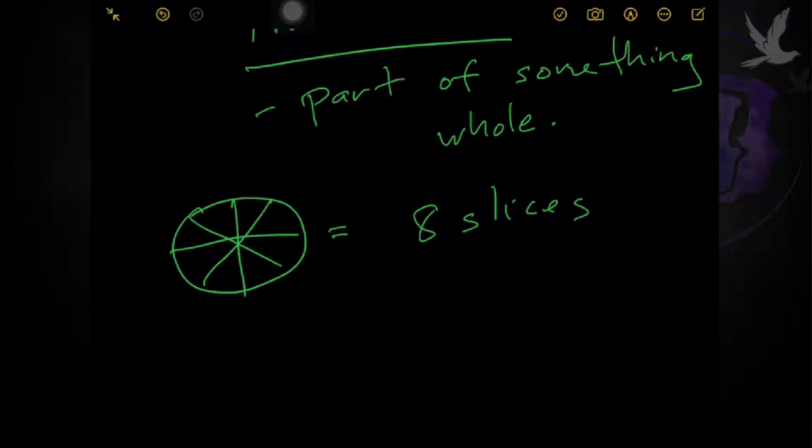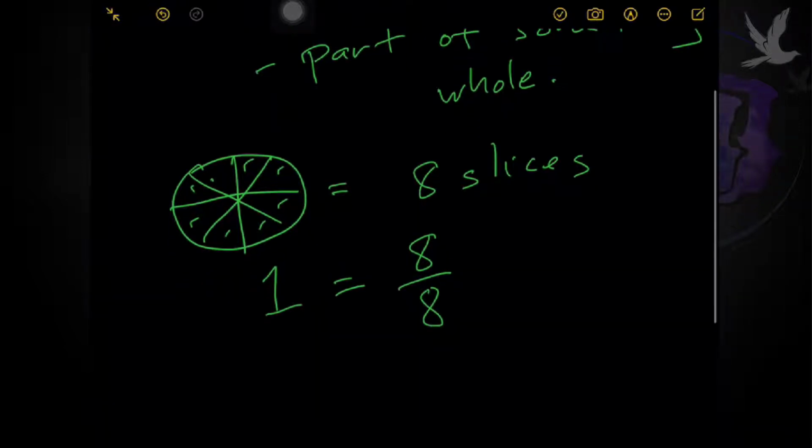And if you're going to form it as a fraction, one whole will be equivalent to 8 over 8, because we have 8 slices here. 1, 2, 3, 4, 5, 6, 7, 8. We divided something that's whole into eight slices, or 8 pieces, 8 parts. That's what you mean by a fraction.